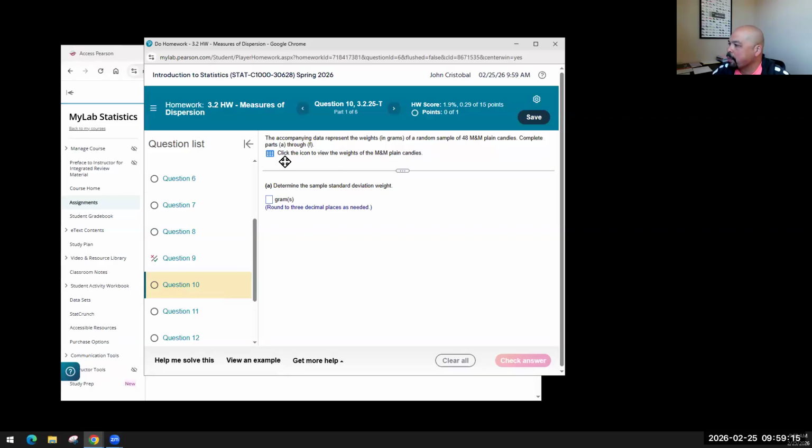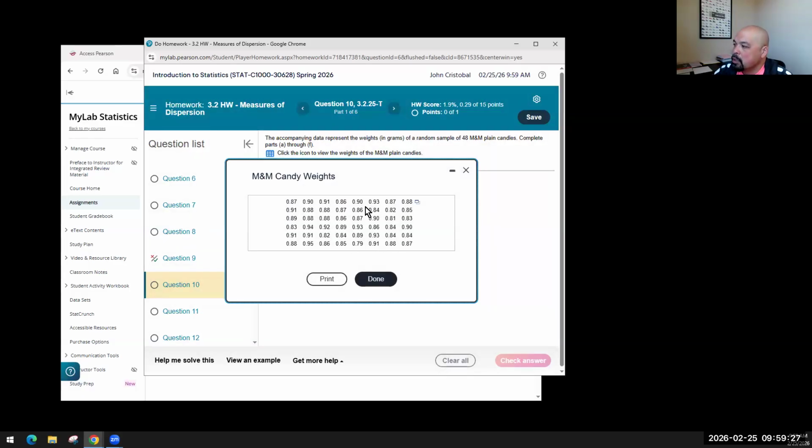All right, so here we go. The accompanying data represents the weights in grams of a random sample. So keep track, this is a sample of 48 M&M candies, complete parts A through F. All right, so let's go through. Let's look at this data. So here's our M&M candy weights, all this data.